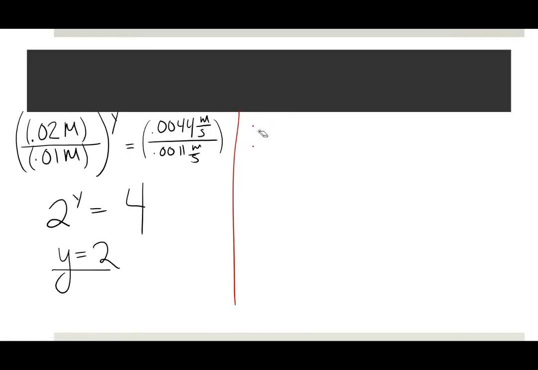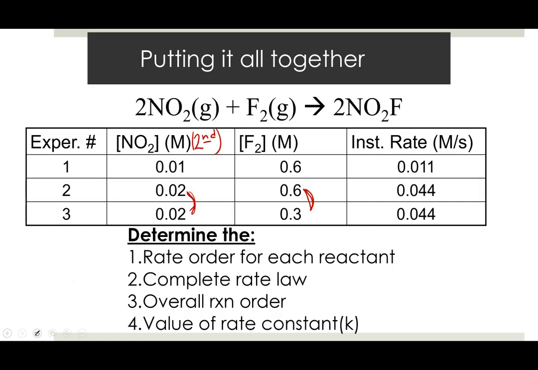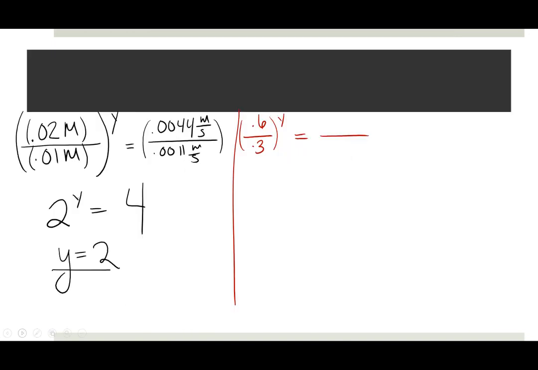Oh, I put an extra 0 in there. 0.6 over 0.3 to the y equals, and now I'm going to look at the rates. And I see that the rates are the same. The rate doesn't change. So that should jump off the paper. But if it doesn't, if you're just kind of humming along and putting numbers in and not thinking, at this next step, it should show itself.